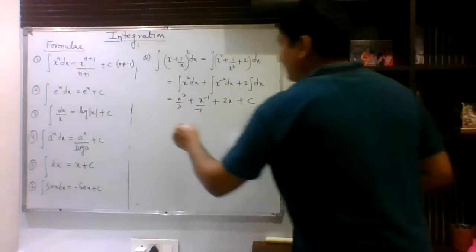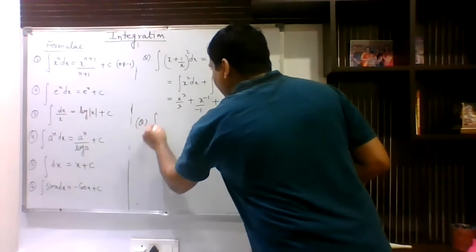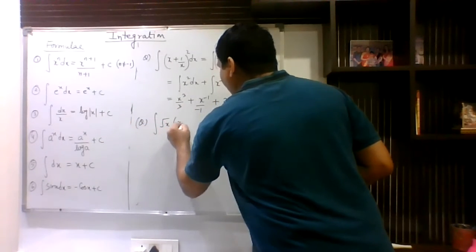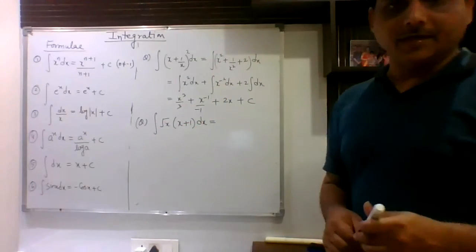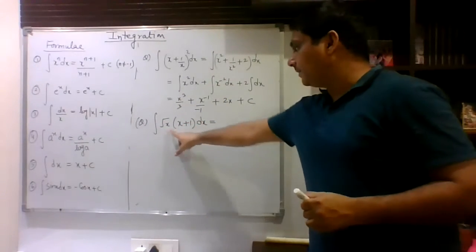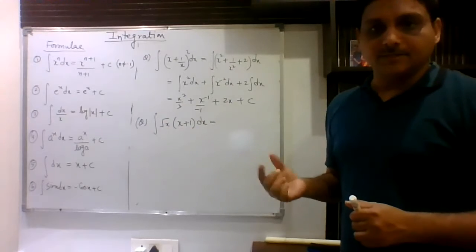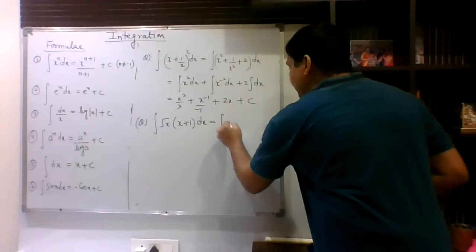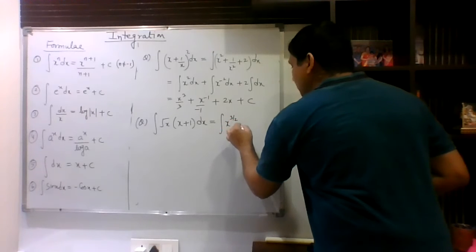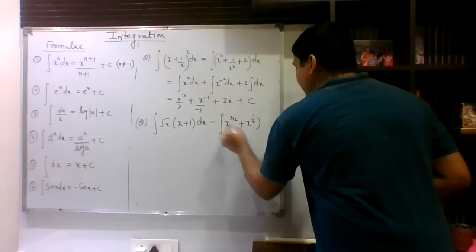Next example, suppose you want to integrate under the root of x plus 1 dx. Now in order to integrate this one, first of all you will multiply this and then you will split the expression and then integrate it. So this can be rewritten as x to the power 3 by 2 plus x to the power 1 by 2 dx.